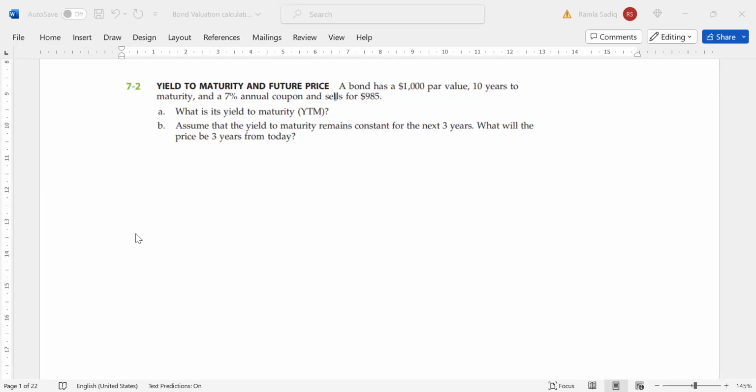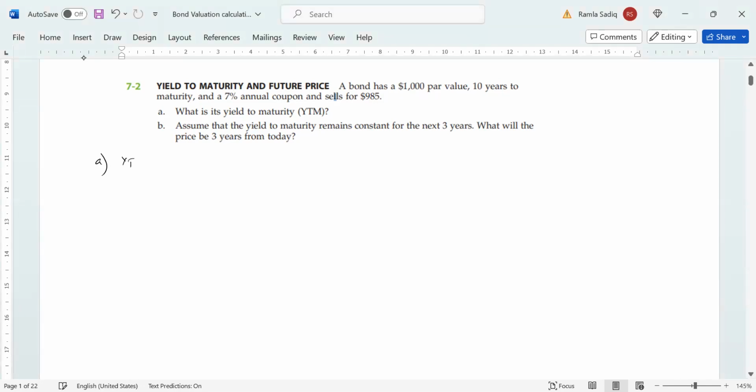All right, now we're going to look at a case of calculating yield to maturities and future price. The question says a bond has $1,000 par value, 10 years to maturity, and a 7% annual coupon rate. And it sells for $985. Part A says, what is the yield to maturity?